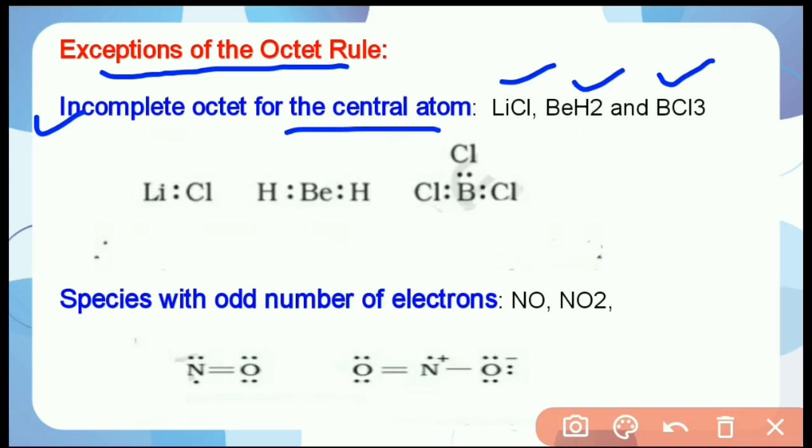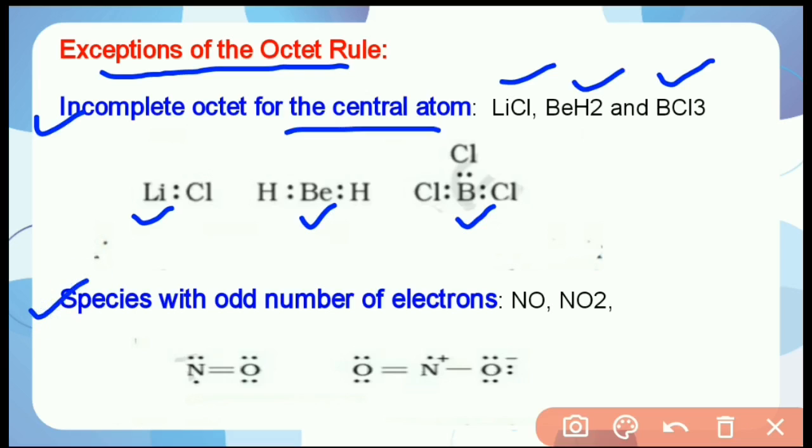In some compounds, the number of electrons surrounding the central metal atom is less than 8. This especially is the case with elements having less than 4 valence electrons. So in lithium chloride, the central metal atom lithium has only 2 electrons, in beryllium hydride the central metal atom beryllium has only 4 electrons, and in boron trichloride the central atom boron has only 6 electrons. So in all these compounds the central metal has less than 8 electrons.